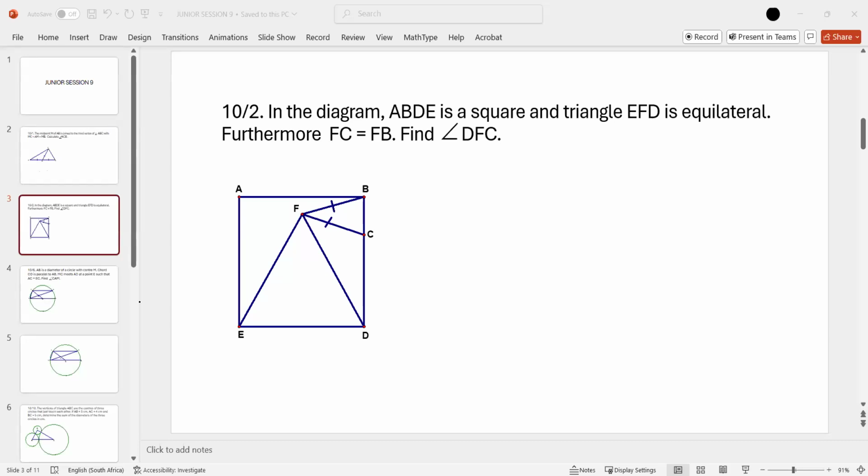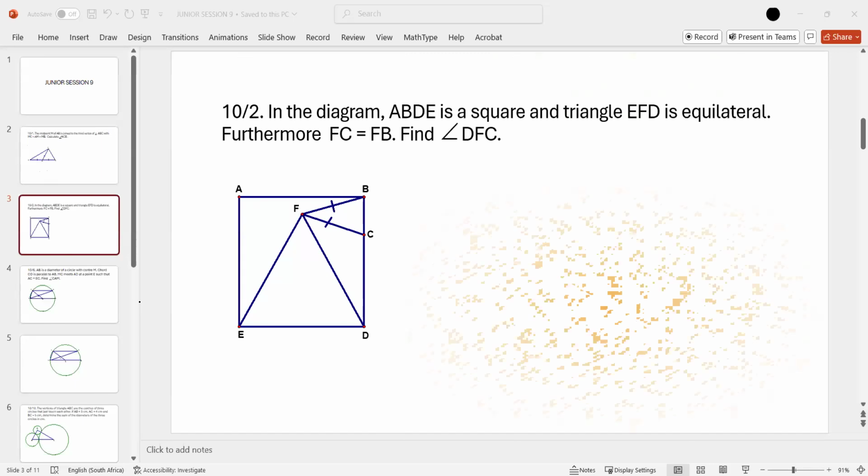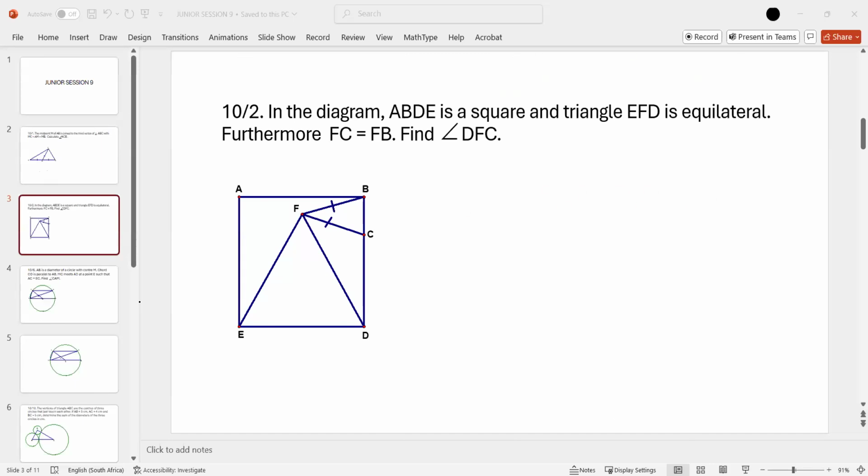So the second problem, with the diagram: ABDE is a square. So the outside thing is a square. And the triangle EFD, this big triangle here, is equilateral. So we've got these two facts here. And also you've got that FC equals FB. I've got it written down here. FC equals FB. All right, let's just write down all this information.